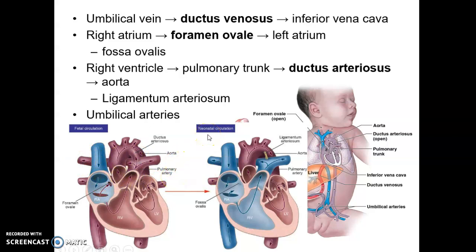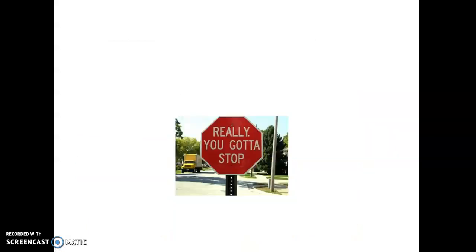After birth, the foramen ovale closes over to form just this little depression, the fossa ovalis. And then the ductus arteriosus here constricts down, no longer a blood vessel, and it's now going to become the ligamentum arteriosum. And that's it for this chapter.